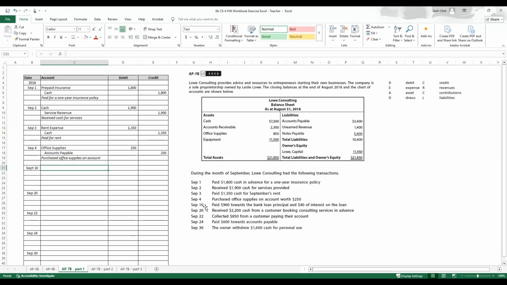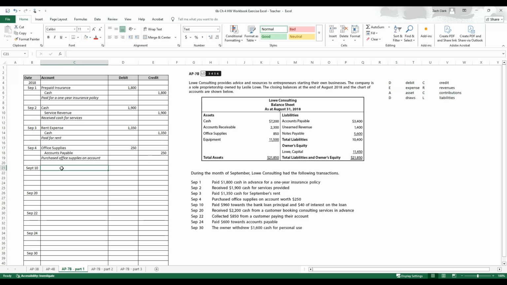Okay, September 10th. This one's a compound journal entry. We talked a little bit about that in the lecture, where typically you see in a lot of these entries just 1 debit, 1 credit. But in this entry on the 10th, we're actually going to have 3 different accounts touched in this journal entry. So we paid $960, so we know right away that cash will be decreasing by $960 towards the bank loan principal, so a liability will be decreasing, and a portion of that is $40 of interest, and so an expense will be increasing.